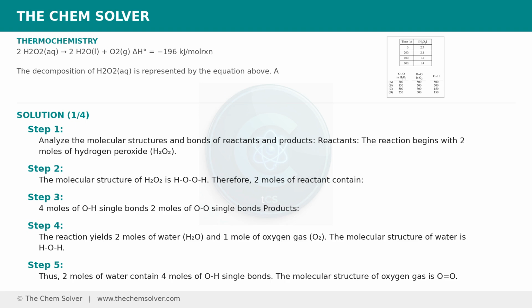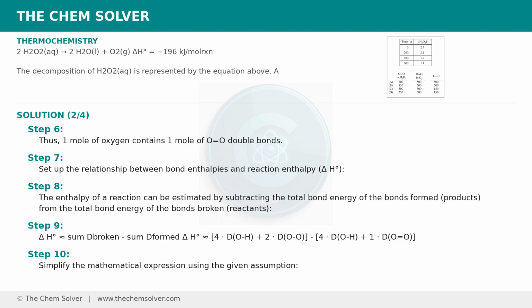Products. The reaction yields 2 moles of water, H2O, and 1 mole of oxygen gas, O2. The molecular structure of water is HOH. Thus, 2 moles of water contain 4 moles of OH single bonds. The molecular structure of oxygen gas is O=O. Thus, 1 mole of oxygen contains 1 mole of O=O double bonds.